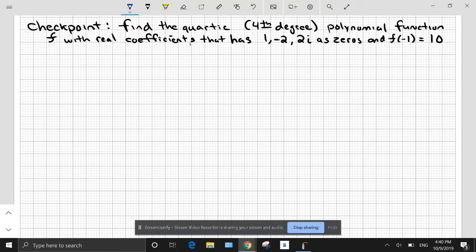So here's a checkpoint. We're going to write the fourth degree polynomial with real coefficients 1, -2, and 2i as zeros, and f of -1 is equal to 10. So hopefully you're trying these. You could try the checkpoint, play the video a little bit, see if you're doing the right steps, making sure you're on the right path.